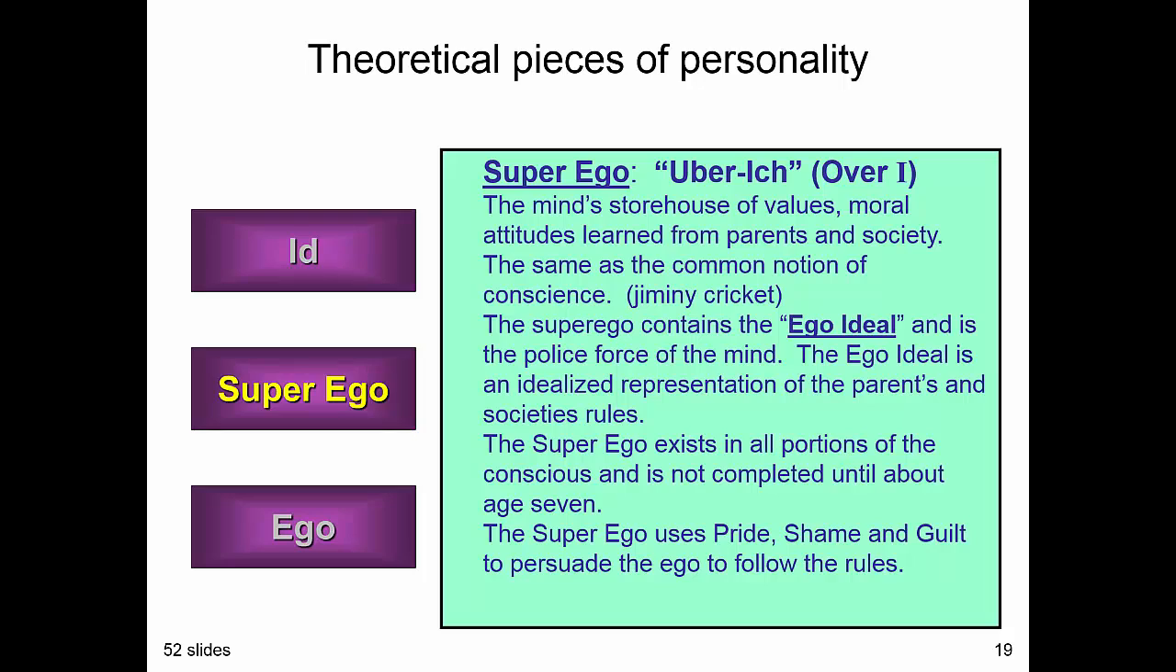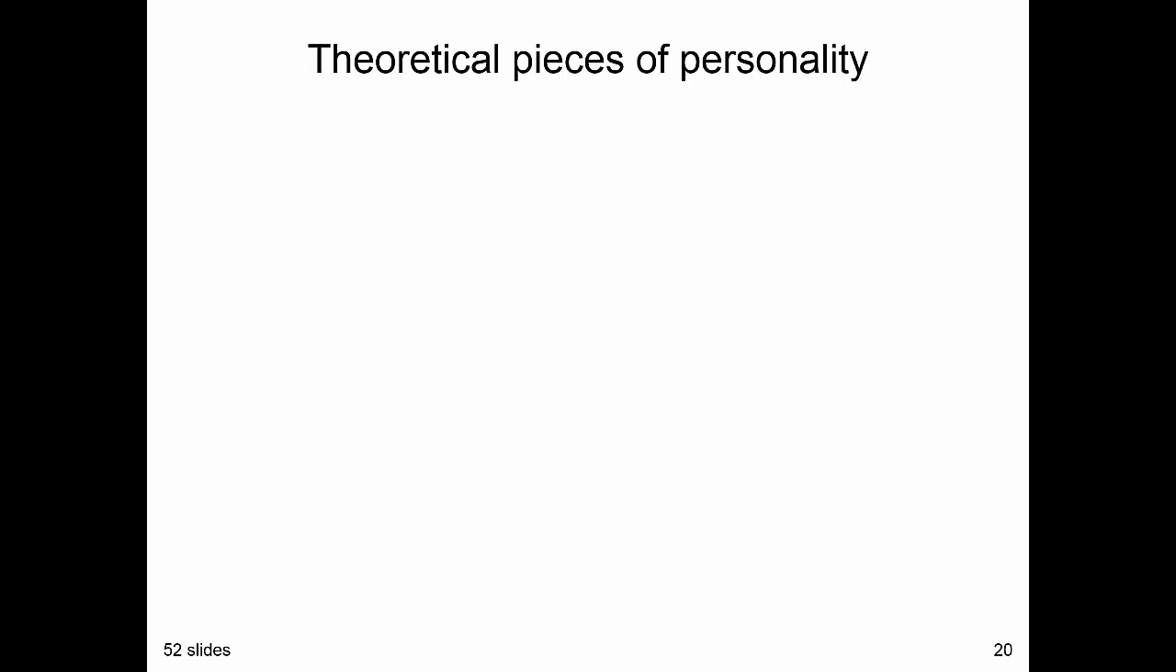These rules conflict with the id. The id wants something and doesn't care how we get it. We learn there are half-truths and white lies which we use at times to get what we want, but they break the rule. Let's never lie. The superego and the id fight all the time, and the conflict creates the ego.